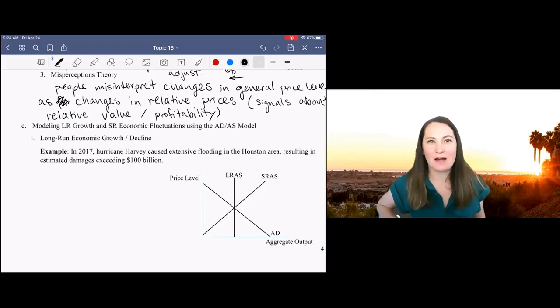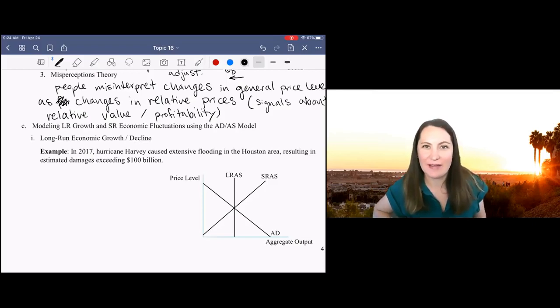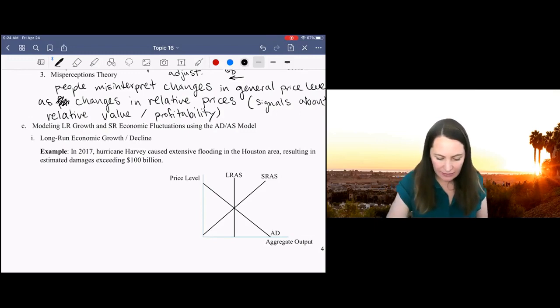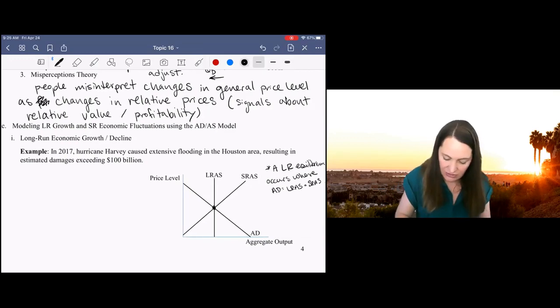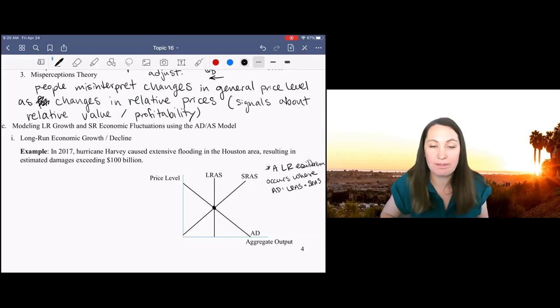So we've built our model of aggregate supply and aggregate demand. We have a downward sloping aggregate demand curve, an upward sloping short run aggregate supply curve, and a long run aggregate supply curve. You'll notice on the graph we have these three lines, and a long run equilibrium will occur where all three lines intersect. So here's our initial long run equilibrium.